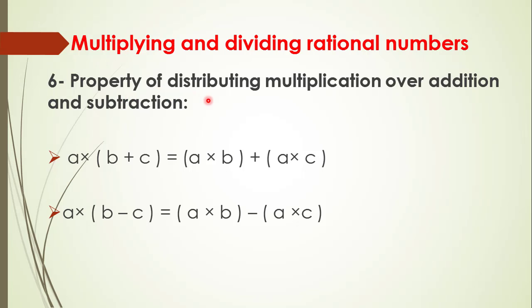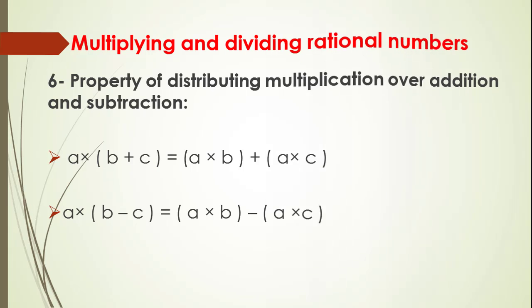Another property, which is distributing multiplication over addition and subtraction, like here, a times (b plus c) is the same as a times b plus a times c. By the same way, in subtraction, a times (b minus c) is the same as a times b minus a times c. We use this property to facilitate a lot of exercises.